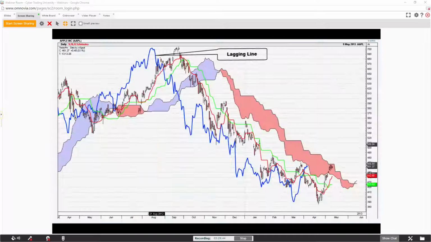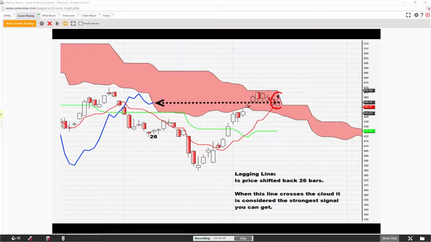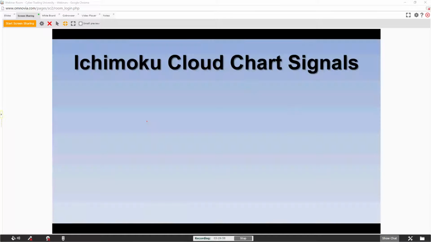So in this situation, you can see the blue line is the lagging line. And here's how you calculate this. Here is today's price action, and you're going to shift the price action back in the past 26 bars, okay? All right, now those are the basic components of the Ichimoku indicator.